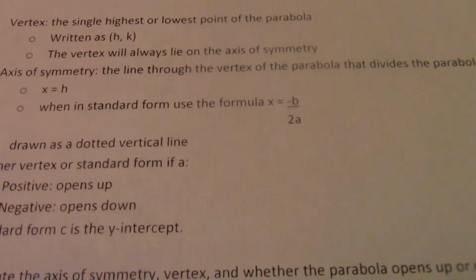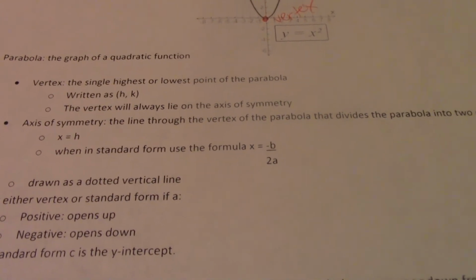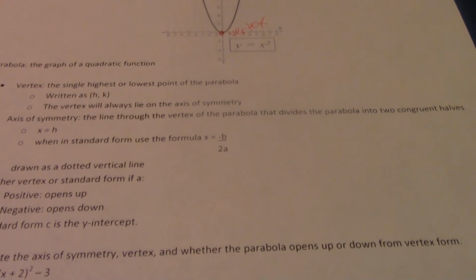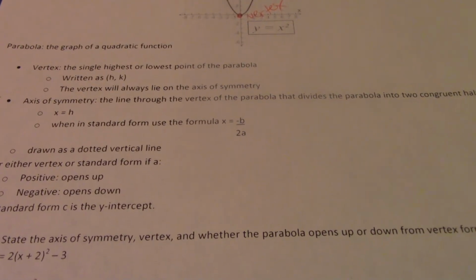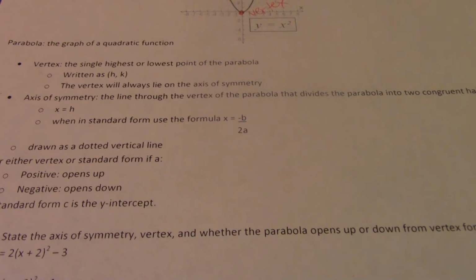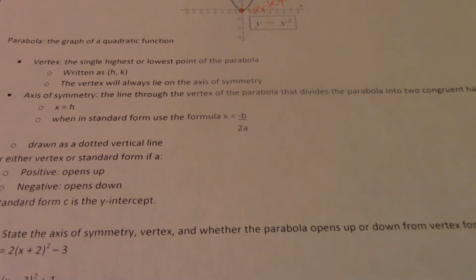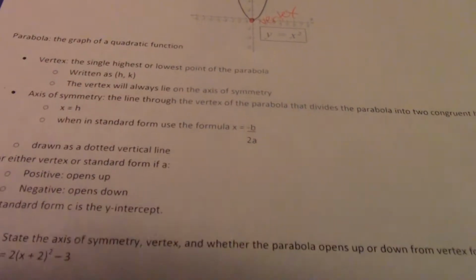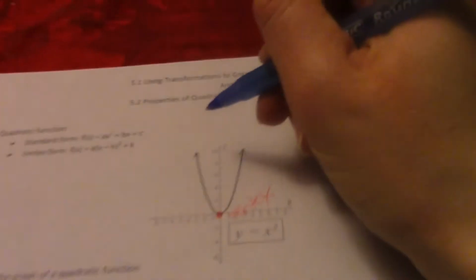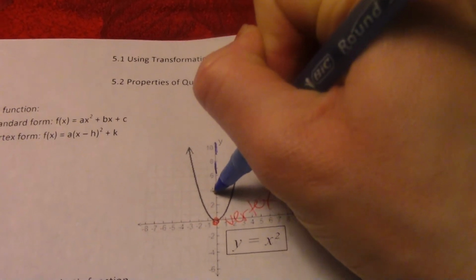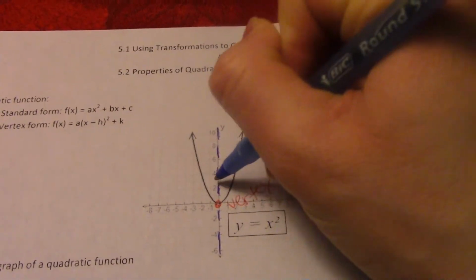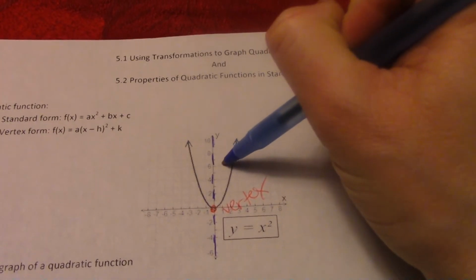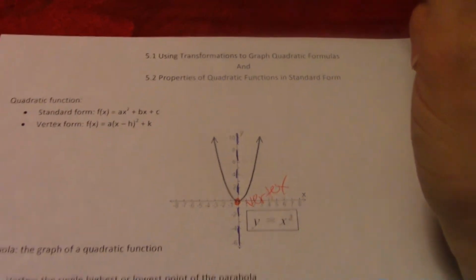An axis of symmetry here is a line through the vertex of the parabola that divides the parabola into two congruent halves. We write it as x equals h. When in standard form we use that formula, x equals negative b over 2a. It's drawn as a vertical, dotted line. So let me get a different color. On here, my axis of symmetry is drawn right here. Our vertex lies on that, and if I were to take this graph and fold it in half this way, this part matches this part exactly. They're congruent.